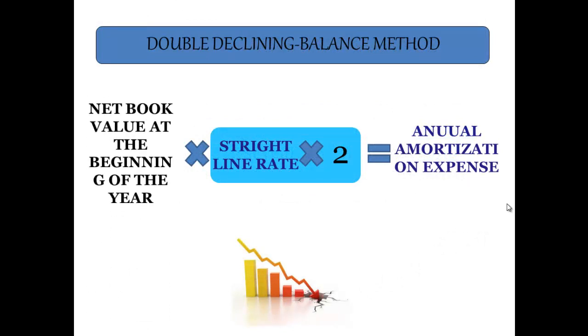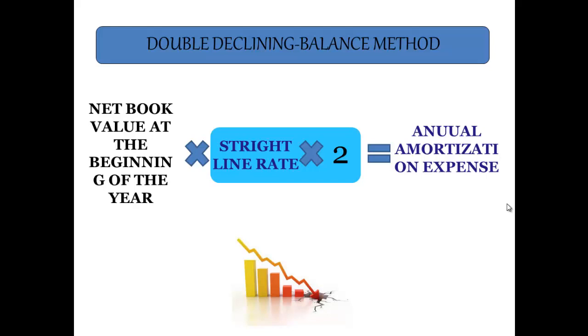So here's the formula, guys, for the double declining balance method. It's basically the net book value at the beginning of the year, which is the same, and then you multiply it by the straight line rate. For the double declining balance you times it by 2, so it's going to be 40%, and then it will give us the annual amortization expense.